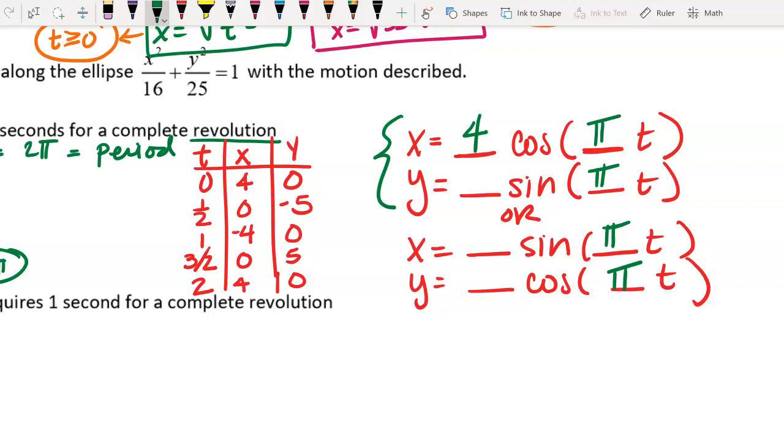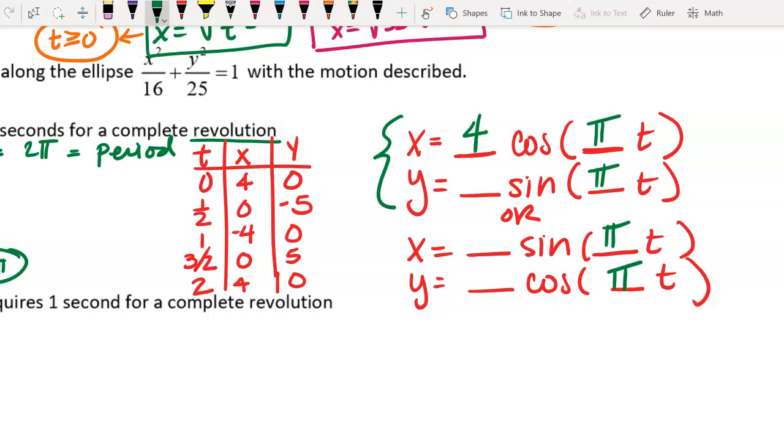At time equals a half, okay, cosine, what's half times pi? Pi over 2. Cosine pi over 2. 0 times 4. Is that okay to be 4 still? Yeah, totally. And then over here, half times pi is pi over 2. What's sine pi over 2? But I can't have 1 at a half second. Where's y?